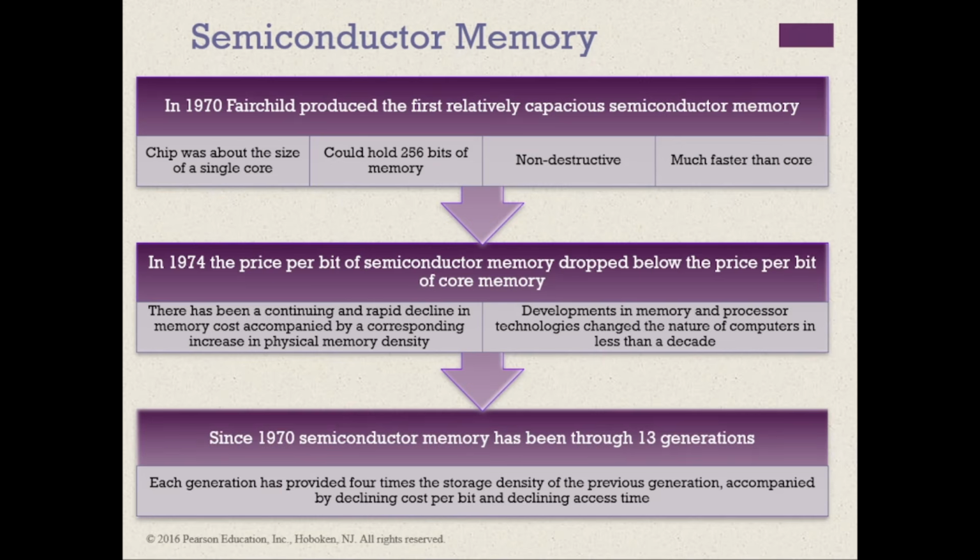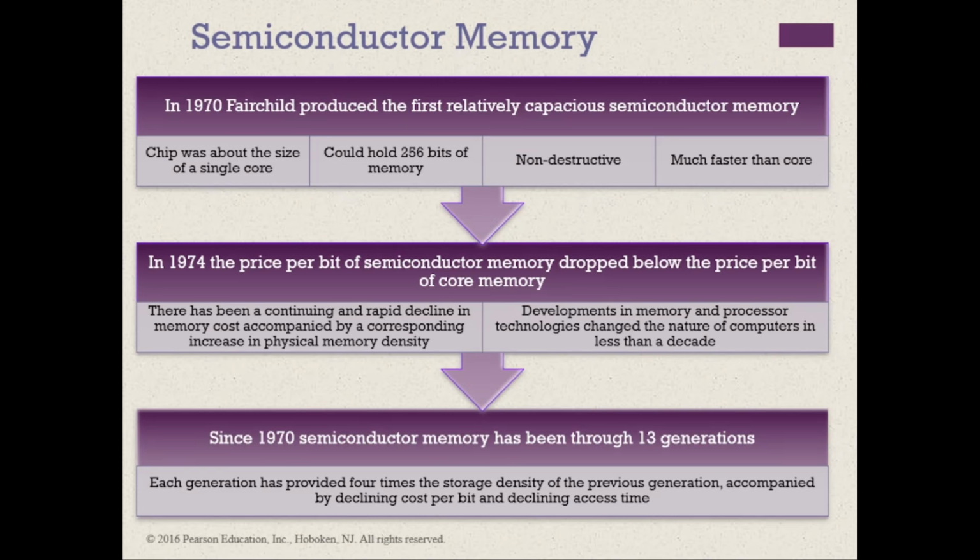Since the 1970s, semiconductor memory has been through 13 generations. We have 1 kilobyte, 4 kilobytes, 16 kilobytes, 64 kilobytes, 256 kilobytes, 1 megabyte, 4 megabytes, 16 megabytes, 64 megabytes, 256 megabytes, 1 gigabyte, 4 gigabytes, and as of the writing of this lecture series, we have 8 gigabytes on a single chip.